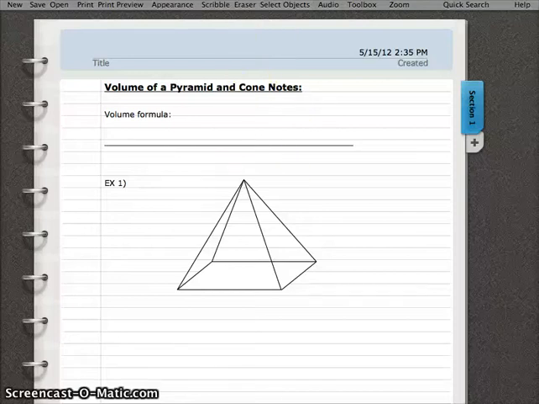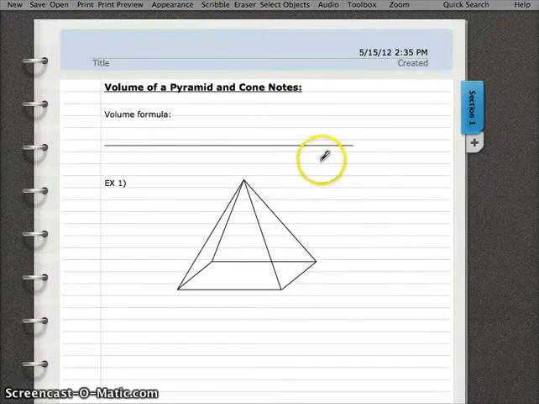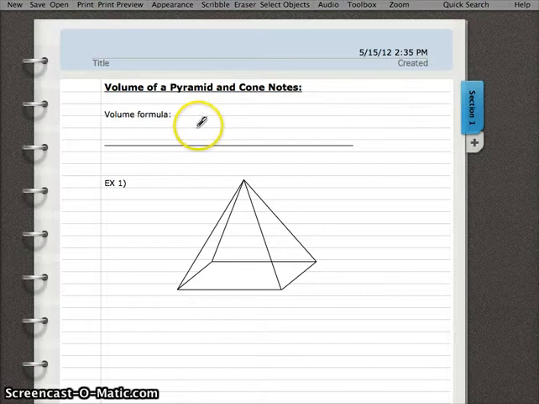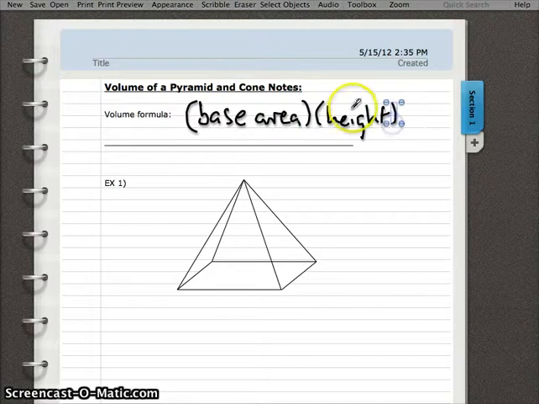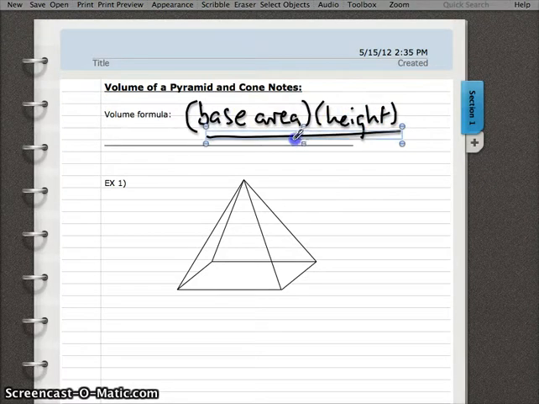In this video, we're going to be finding the volume of a pyramid and a cone. And we're going to find that the volume is actually pretty similar. The formula to find the volume, similar to our other shapes in the previous video, we're going to do the area of the base. We're going to multiply it by the height of our figure. But for pyramids and cones, we're going to divide by 3.